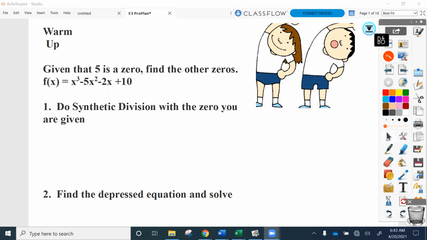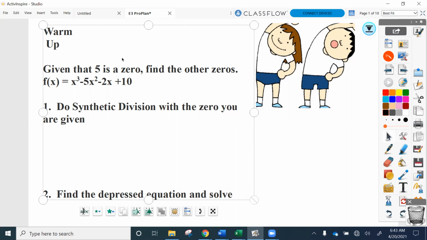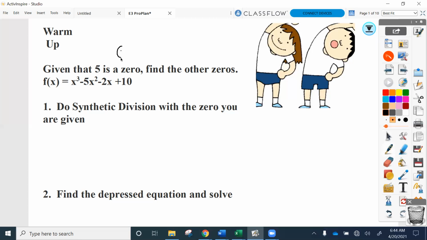Now, if 5 is a 0, what you also know from the factor theorem is that x minus 5 is a factor. So if you know that 5 is a 0, that means that x minus 5 is a factor, because if you set x minus 5 equal to 0, you'll get 5.